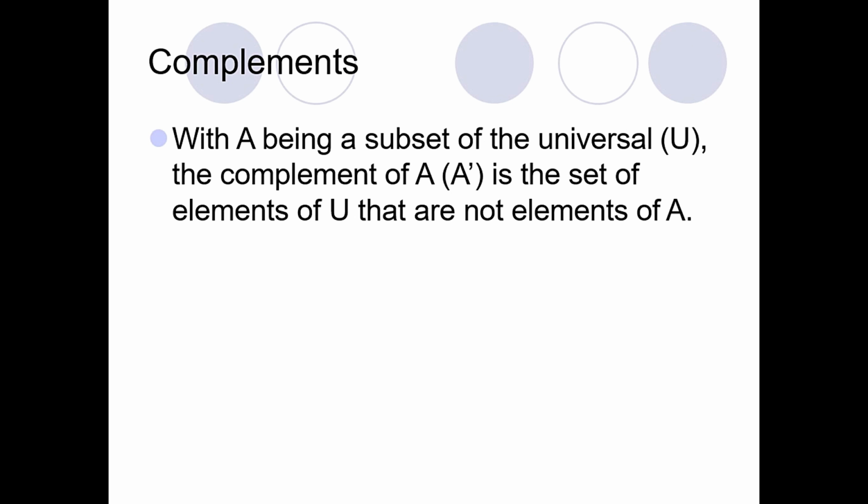Okay, so now let us go to the final relationship of sets. This is the complements. So with set A being a subset of the universal set U, the complement of A, this is the denotation for the complement of A, the name of the set with an apostrophe. So the complement of A is the set of the elements of U that are not the elements of A.